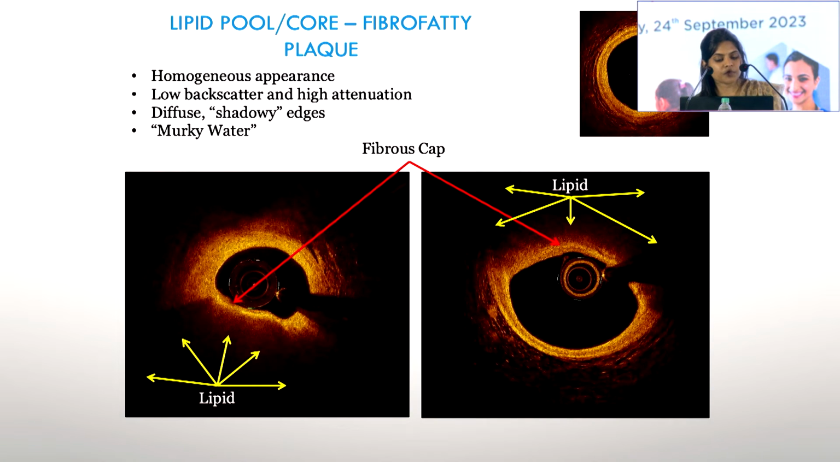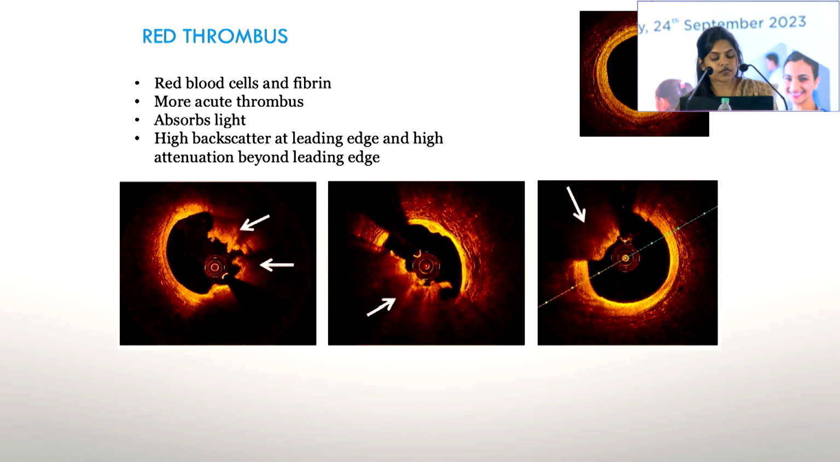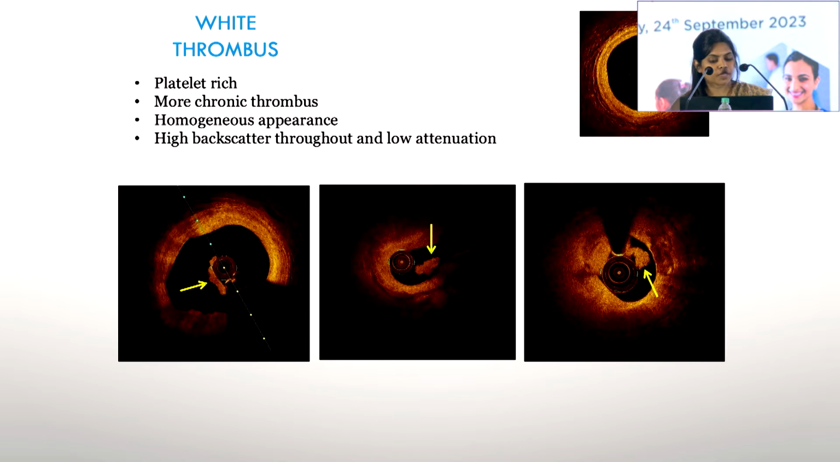And then we have the lipid pool, which is also homogeneous, but it has low backscatter with high attenuation, so it appears really bright at the margins. And then you can also differentiate between red and white thrombus. Red thrombus is more acute, absorbs light and so has high backscatter, and does not allow visualization of the tissue beyond. Coming to white thrombus, it's a more chronic thrombus, homogeneous, and has high backscatter.